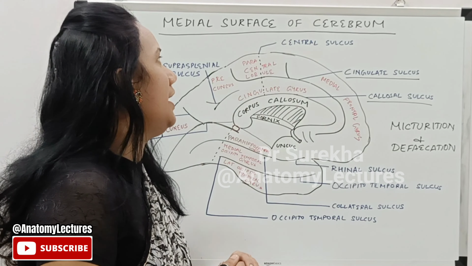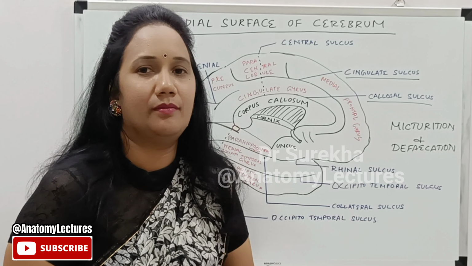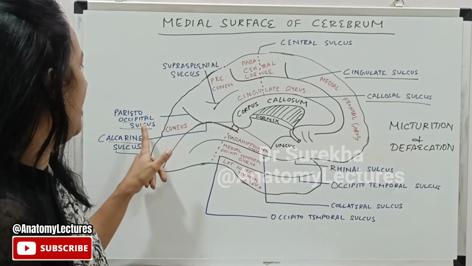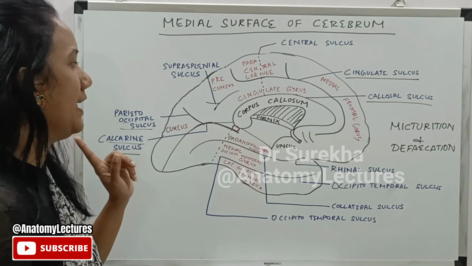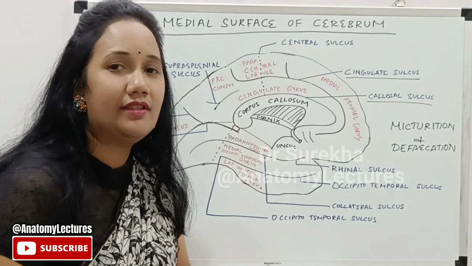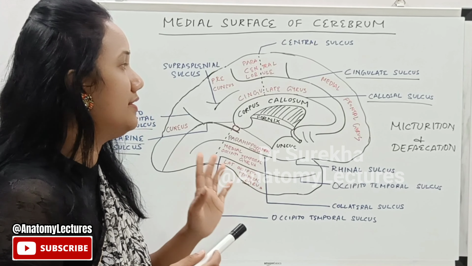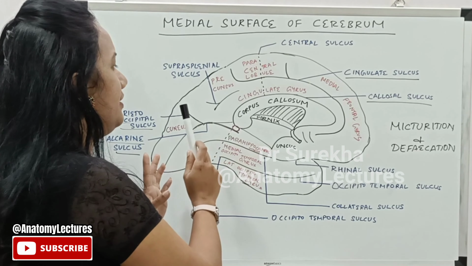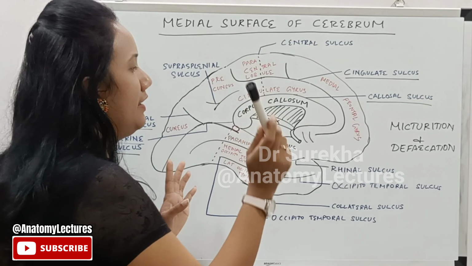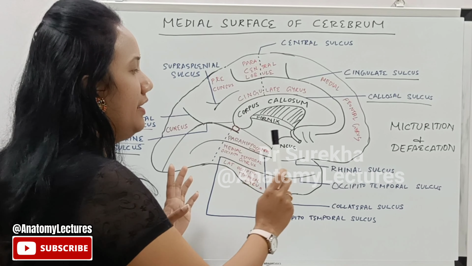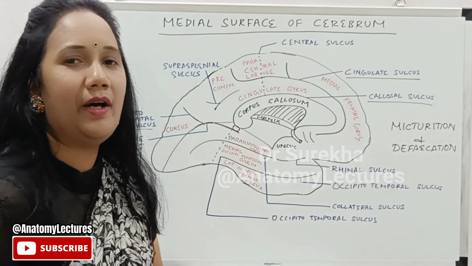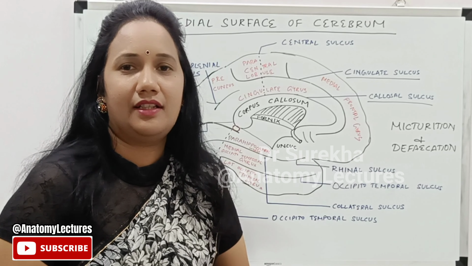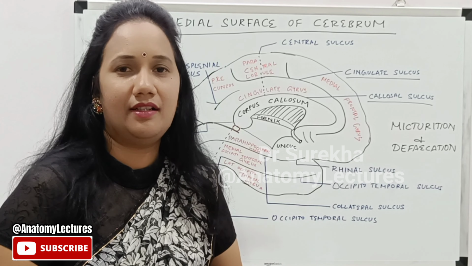So this is about the medial surface of the cerebrum. The major sulci are the callosal sulcus, cingulate sulcus, parieto-occipital sulcus and calcarine sulcus, and the major gyri seen are the medial frontal gyrus, paracentral lobule, precuneus, cuneus and cingulate gyrus. And here you have the olfactory area and here you have the para-olfactory area. So these are the major gyri which are present on the medial surface.